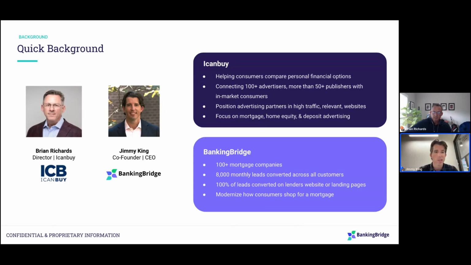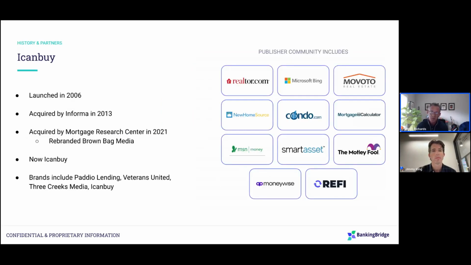So Brian, tell us a little bit about your background, how long you've been in the space, and all that. Yeah, perfect. So I started out in the brokerage business, actually, ended up on the research side of the world, and ultimately landed with a company called Informa, who owned a comparison rate table business. It was known as Informa Research for a long time, but now ICanBuy, and really just helping consumers in their journey to find financial or personal finance products, whether it's mortgage, home equity, auto deposits. We work with a pretty long list of advertisers, 100 plus active today, and we drive consumers or traffic through about 50 different publishing partners, and really focused, like I said, on mortgage, home equity, deposits, auto, personal lending, and student lending.